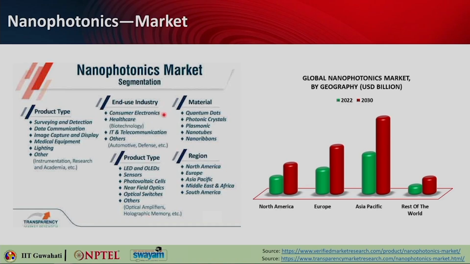So the end use industry would be consumer electronics, healthcare, biotechnology, IT and communication, automotive, driverless cars, defense technologies and so on. So what are the different materials people are exploring? Quantum dots, photonic crystals, plasmonics, nanotubes, nanoribbons. These are the materials getting explored.